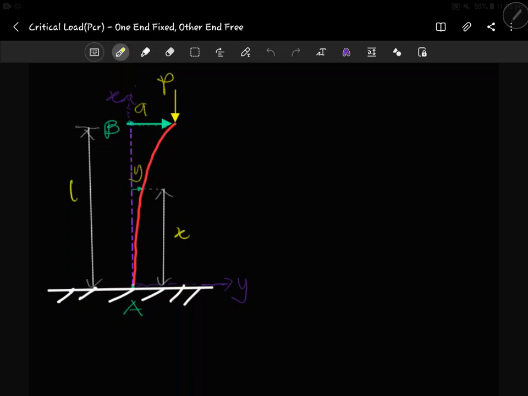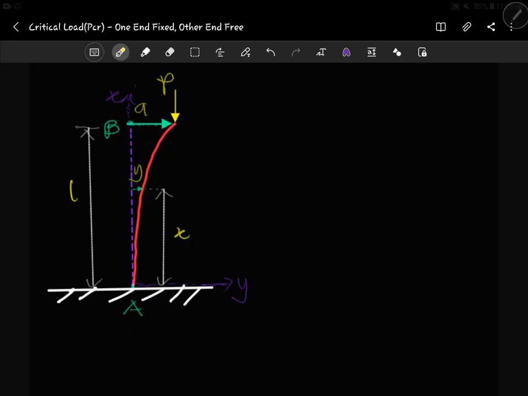Alright, so here we are trying to find the critical load for a column with one end fixed and the other end free. We're trying to find the equation for the critical load.